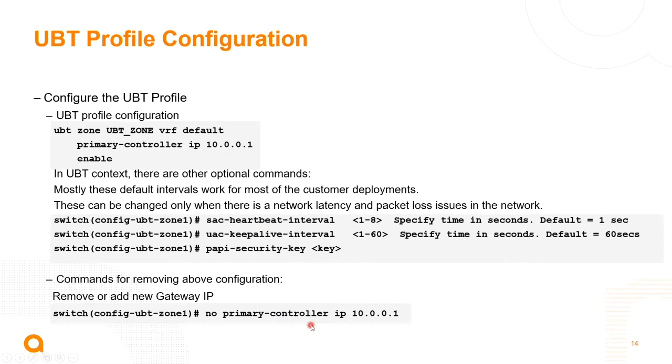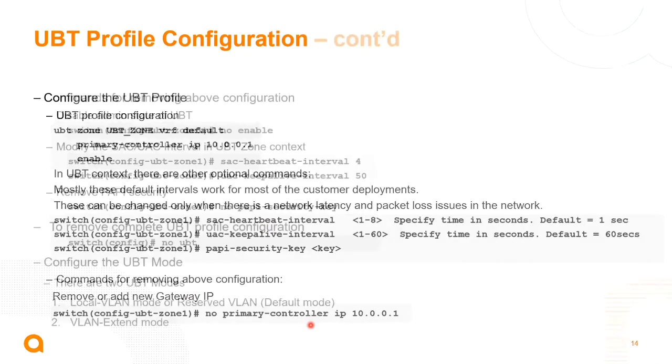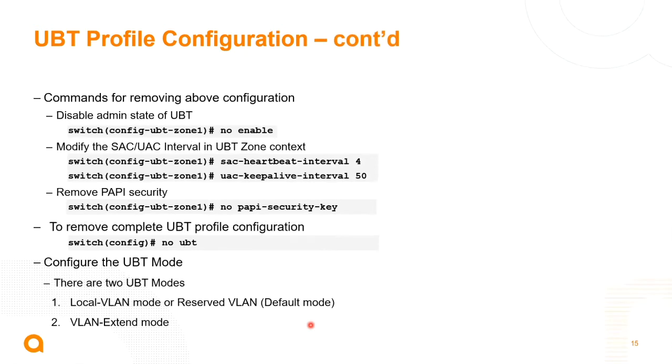We have these interval heartbeat commands that we can adjust. There might be potential network latency or packet loss issues in the network, so we can adjust the intervals to make sure the heartbeats get there faster between the switch and the gateway. Default is best practice, of course. And then if we want to remove or add a new gateway IP, we would just put the no command in front of the gateway IP, and then run the gateway IP command again with a new IP. To disable UBT, you just do a no enable in the gateway zone command. If you need to modify the intervals, you would just put the interval command and then change the value.